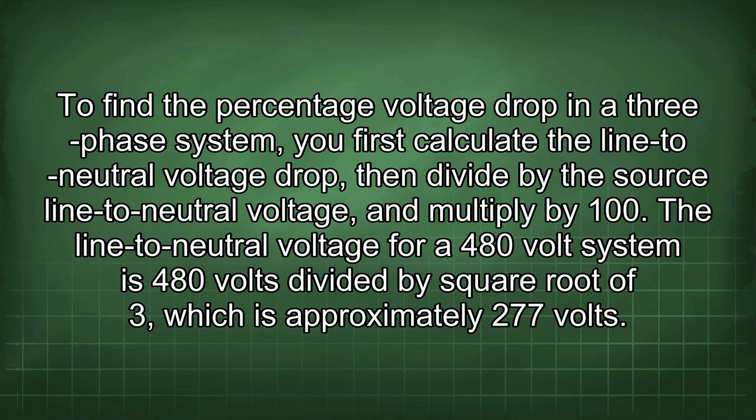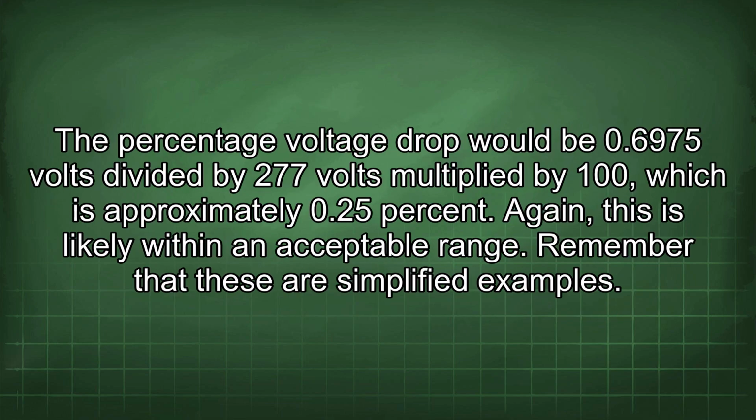To find the percentage voltage drop in a three-phase system, you first calculate the line to neutral voltage drop, then divide by the source line to neutral voltage, and multiply by 100. The line to neutral voltage for a 480 volt system is 480 volts divided by square root of 3, which is approximately 277 volts. The percentage voltage drop would be 0.6975 volts divided by 277 volts multiplied by 100, which is approximately 0.25%.